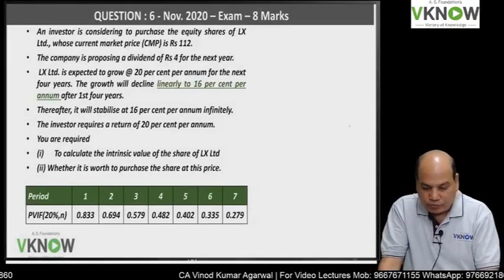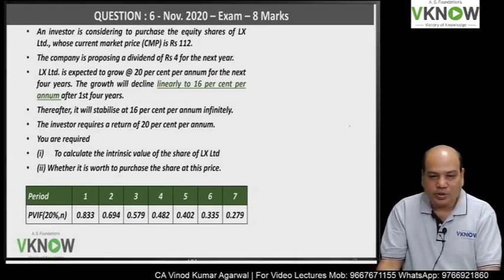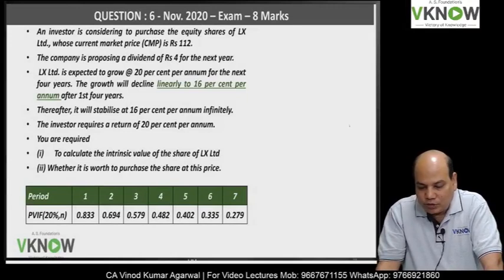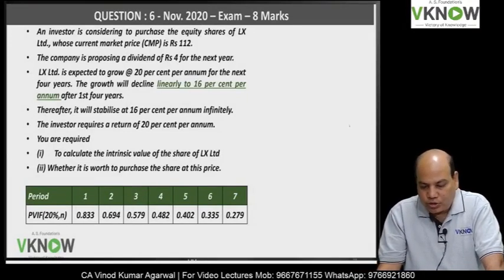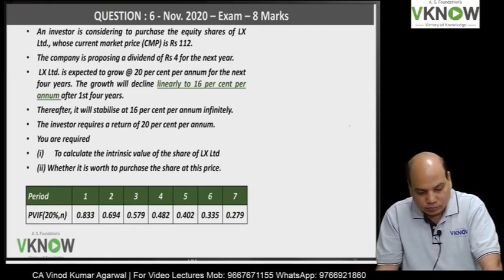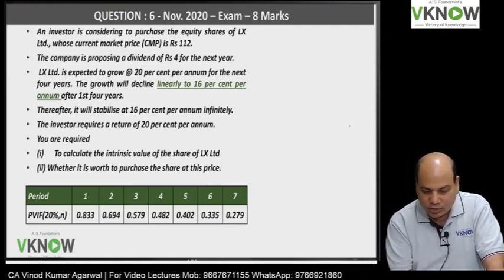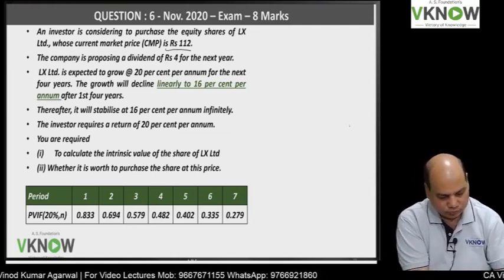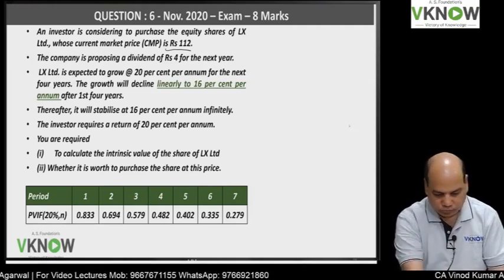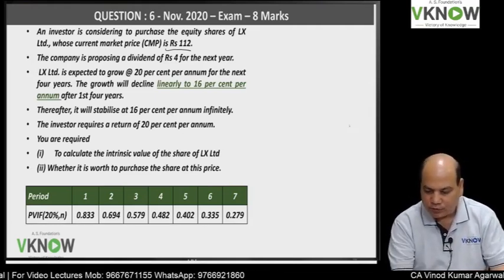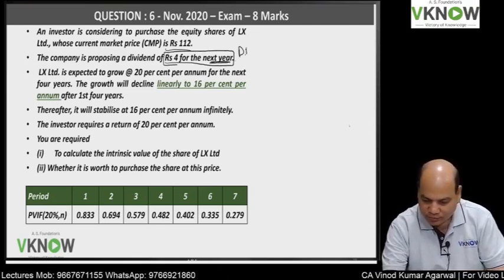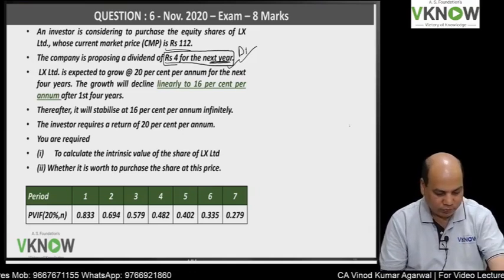Question number 1. From November 2020 exam for 8 marks. An investor is considering to purchase the equity share of LX Limited, whose current market price is rupees 112. Current market price is given 112 rupees. Okay. The company is proposing a dividend of rupees 4 for the next year. Next year underline. So D1. Next year means dividend of year 1.